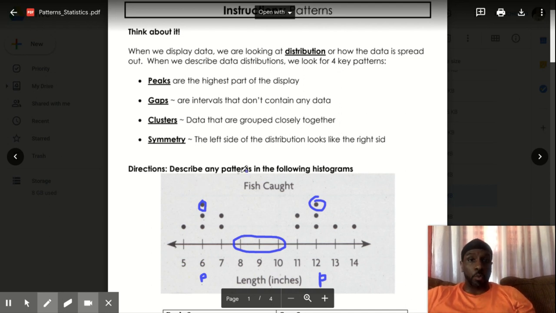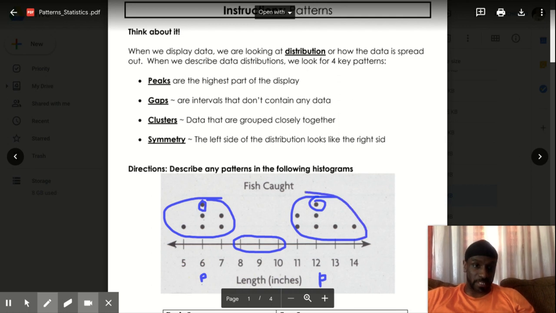The clusters. Where's my data clustered at? Where is the majority of my data clustered at? In this case, you have 2 clusters. Why? Because a lot of your data is right here between 6 and 7, and a lot of your data is right here between 11 and 14. So the clusters are between 5 and 7. I'm giving an interval 5 through 7 and 11 through 14, okay?